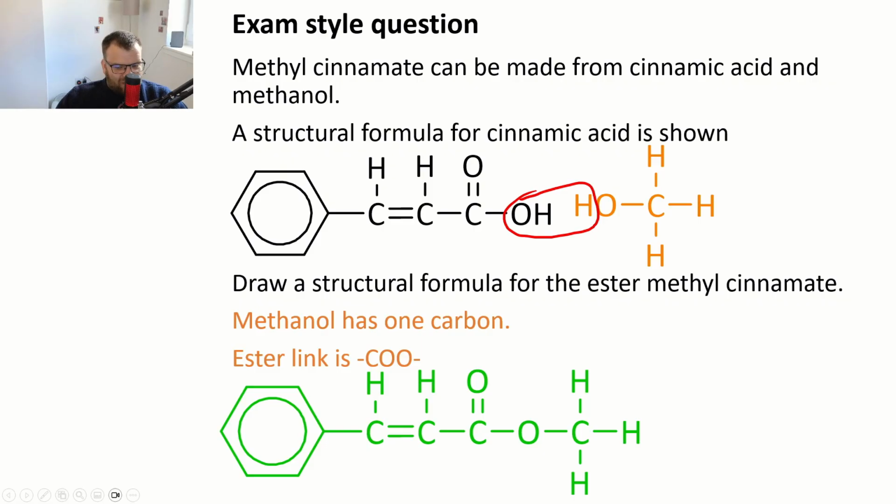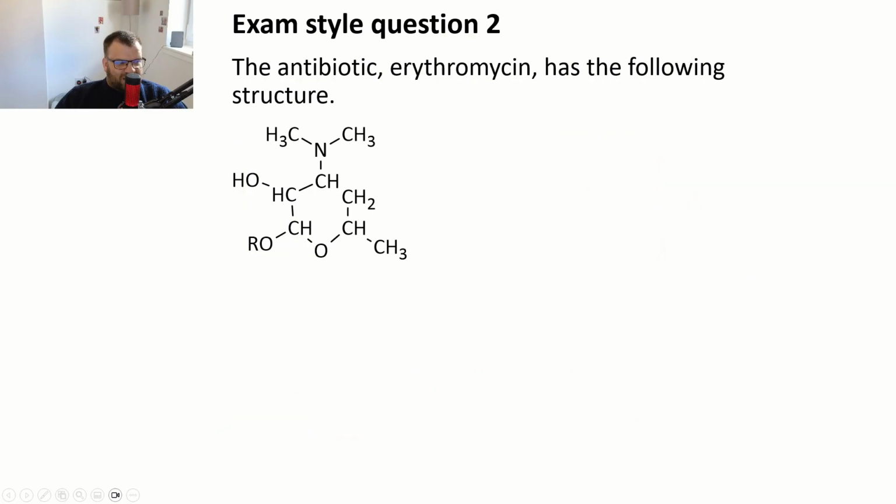Ways of checking: we have our ester link. We have 1 carbon coming off of the right hand side from the alcohol, and we've copied the diagram of the cinnamic acid as well. That would pick up the marks for that one. Next question, we're given a quite complicated chemical.